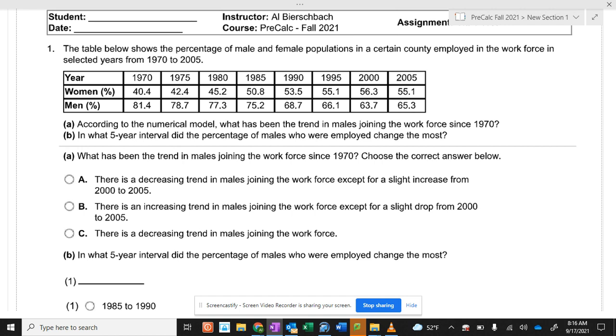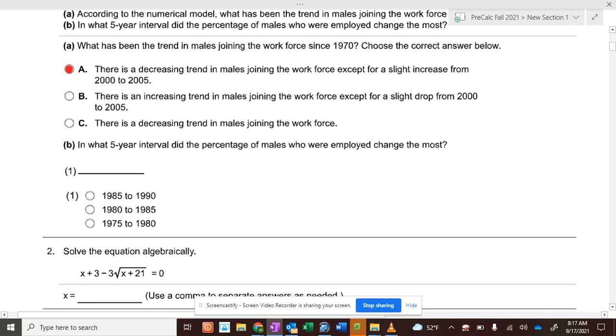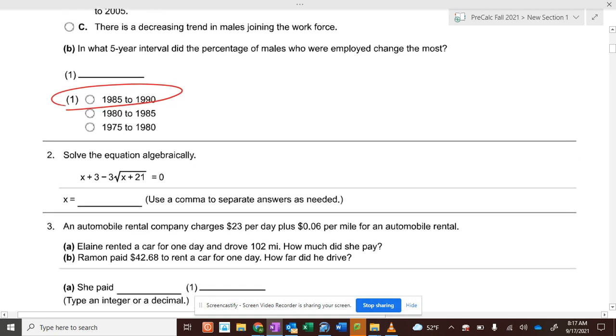What happens with the men? They go down, down, down, down, down, up. So, what obviously would it be? A decreasing trend until 2000, then a slight increase. And then what 5-year interval did it change the most? 85 to 90. Boom. Okay, that's not too hard.